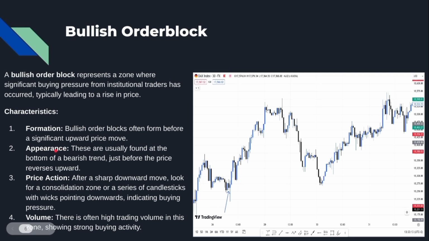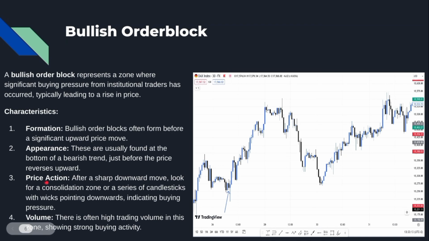Number 2 is the appearance. These are usually found at the bottom of a bearish trend, just before the price reverses upside. So as you can see, we have our mini downtrend over here, and then it left us with a wick, and then bam, pushed up. Over here we have our downtrend, 3 little wicks, and then bam, pushed to the upside.